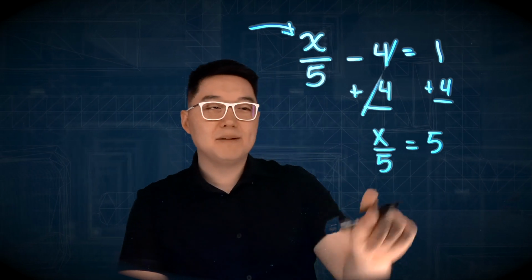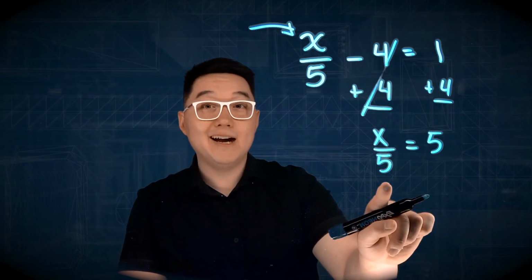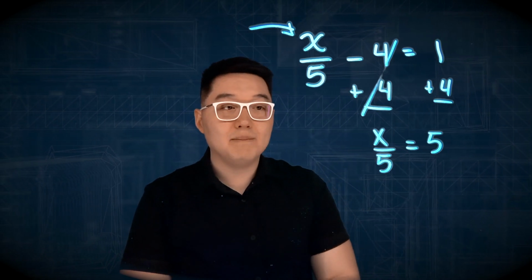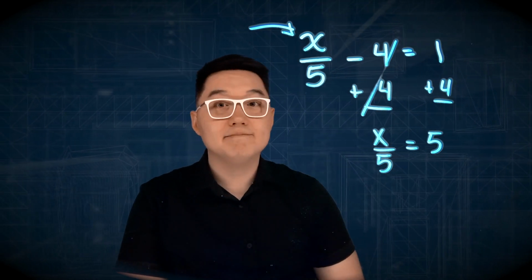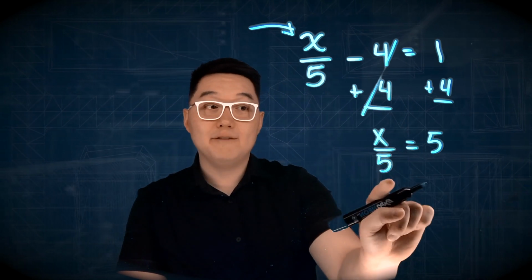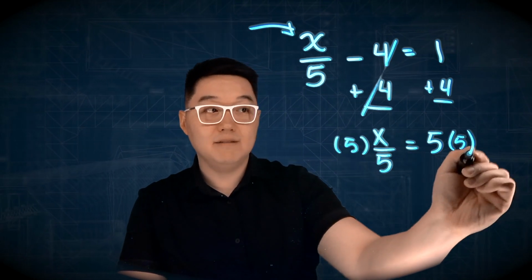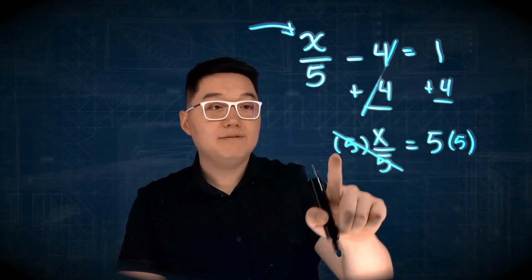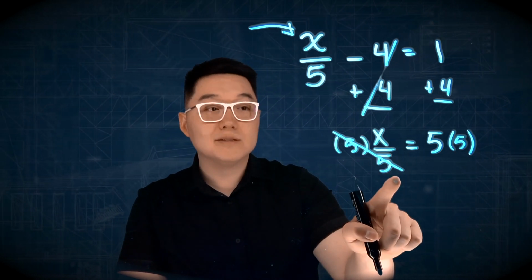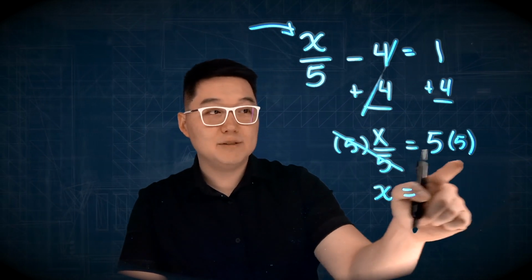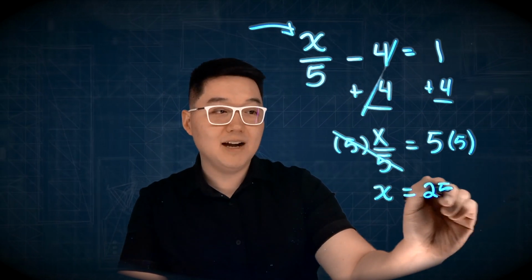Now we have to somehow get rid of something that says divide by 5 to get x by itself. So what's the inverse operation, or the opposite, of dividing by 5? Well, the opposite of dividing by 5 is to multiply by 5 on both sides of the equal sign. 5 divided by 5 is just 1. That's why we only have 1x. But 5 times 5 on this side is 25.